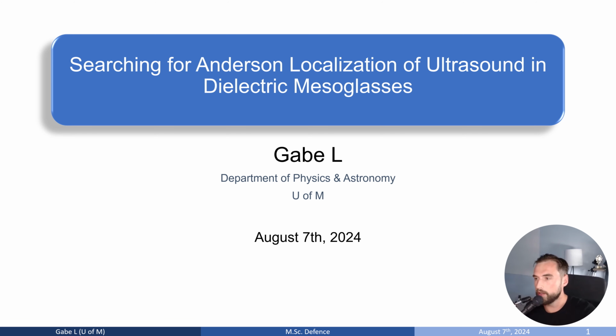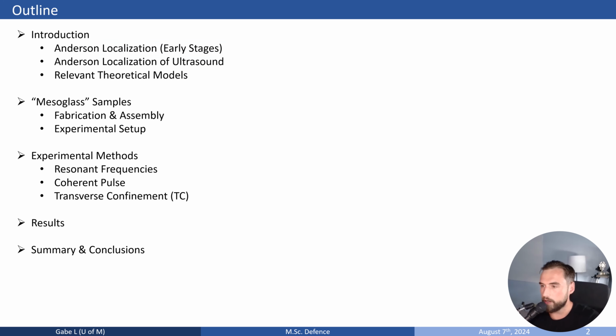Now, a brief outline for the talk here. I'll begin by introducing Anderson localization in its earlier stages and how it's relevant to ultrasound. I will then talk about the actual mesoglass samples, how we make them, some information about the motors and assembly, which are important to the experiments, and then I will discuss the experimental methods themselves, and then the results. Then I will conclude and summarize.